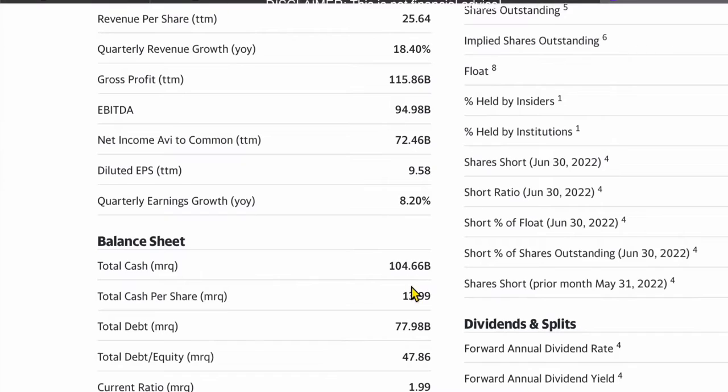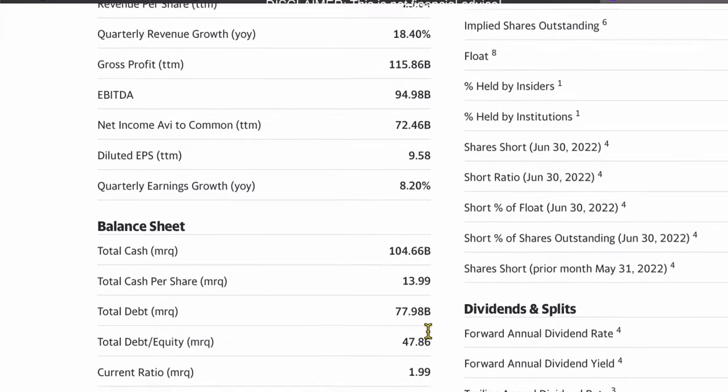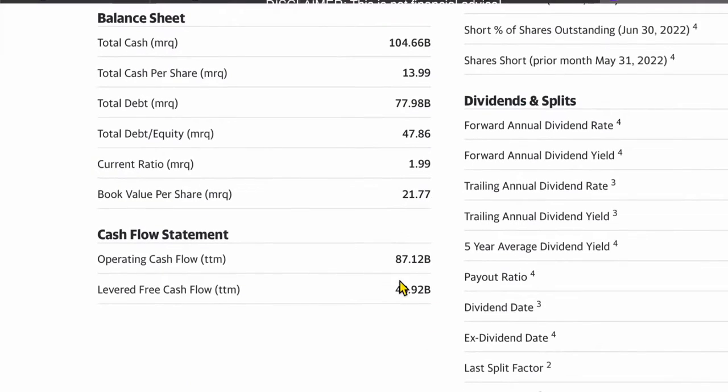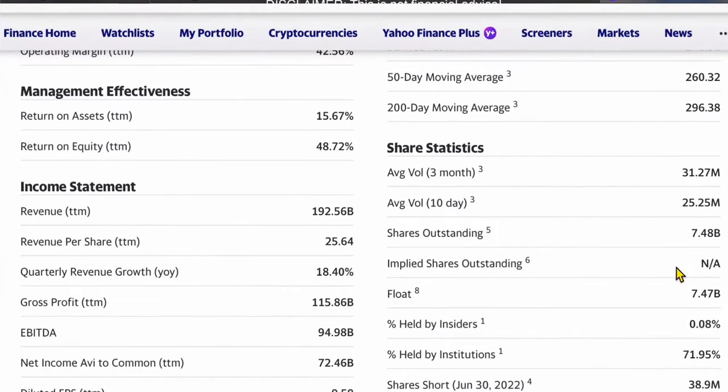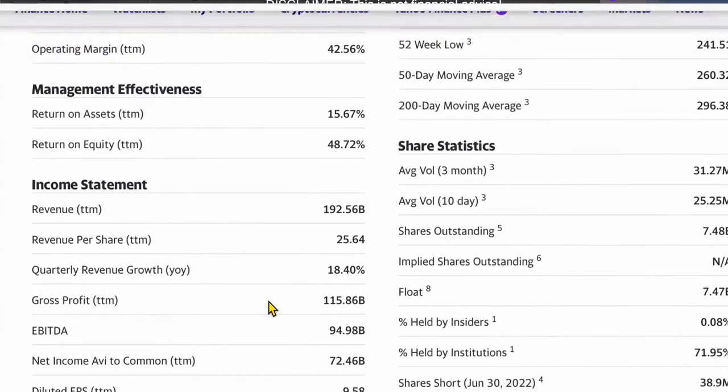So they have cash in hand, but not as good as Google, which is a 1:5 ratio. Google has 5 times more cash than the debt. Over here they have 1.25 cash versus 1 ratio. So they are decent, but I need to take a look at their... Okay, right here 7.4 billion outstanding, so that's fine.